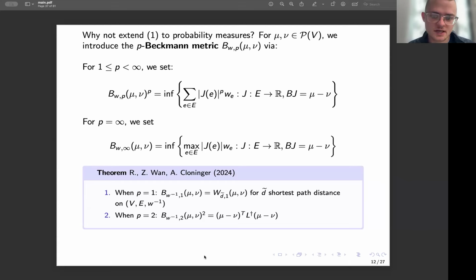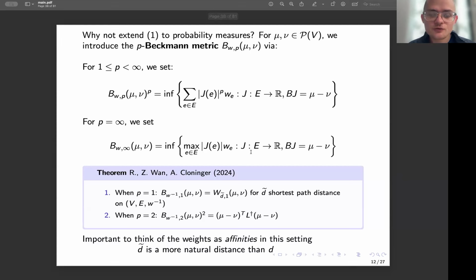Yeah, so this is something that we encountered. If you think of the weights as affinities in this setting, where affinities are sort of inverse distances, let's say, where the affinity is large if the points are close in some sense, and the affinity is small if the points are far away in some sense. If you think of these as affinities, then in some sense, d tilde can be thought of as arguably a more natural distance when compared to d in your weighted graph. That's one way you might think about d tilde here when accounting for the subtleties with the weights in this statement.